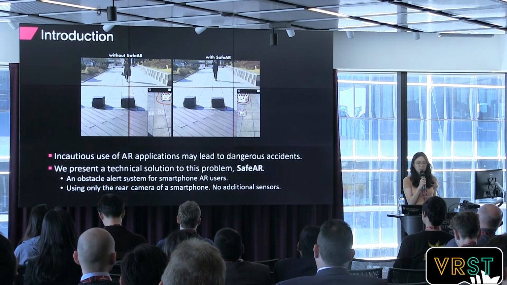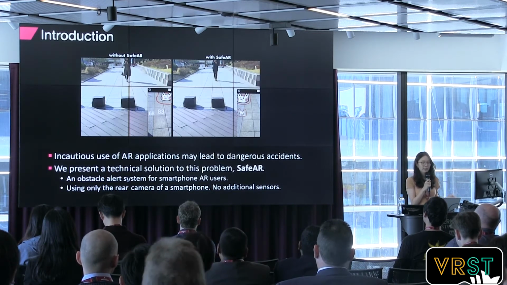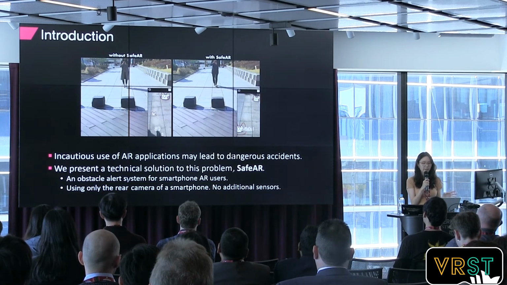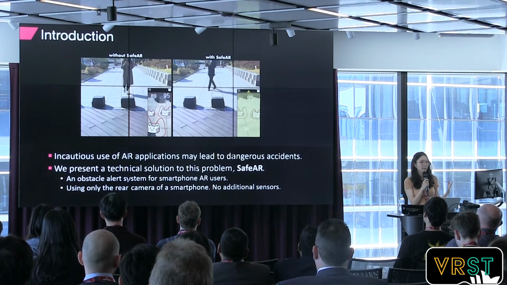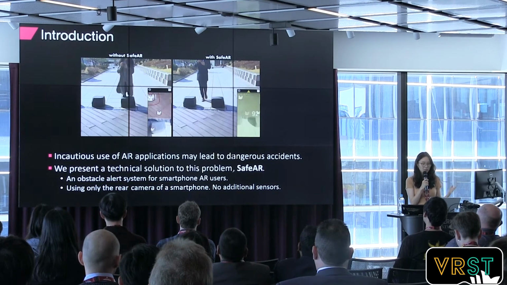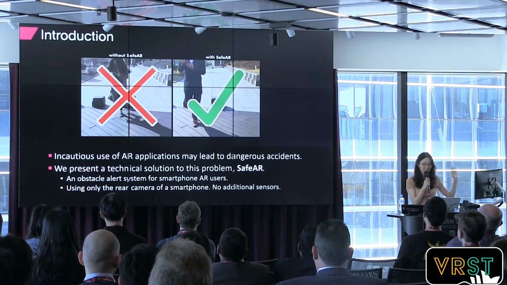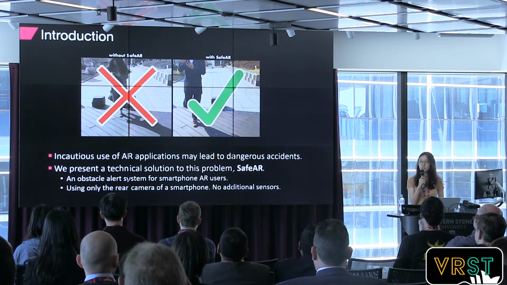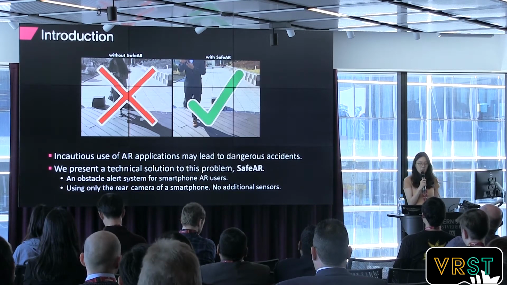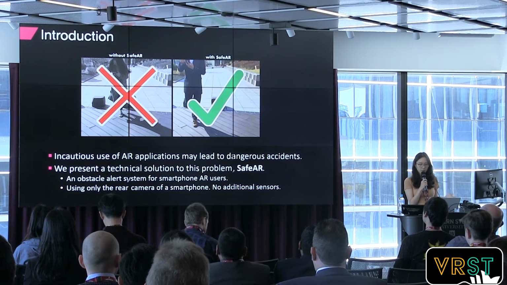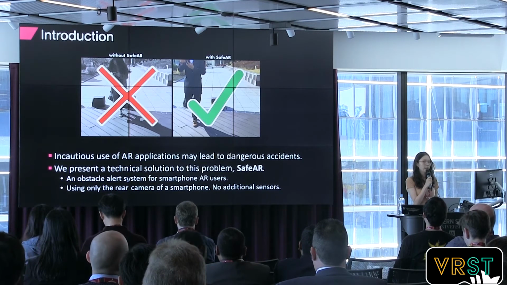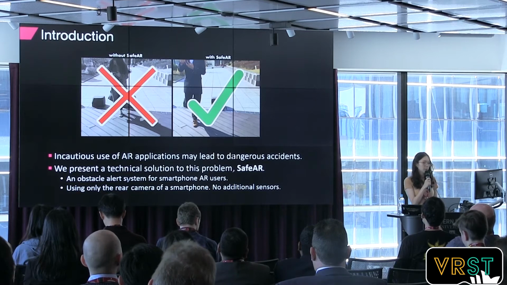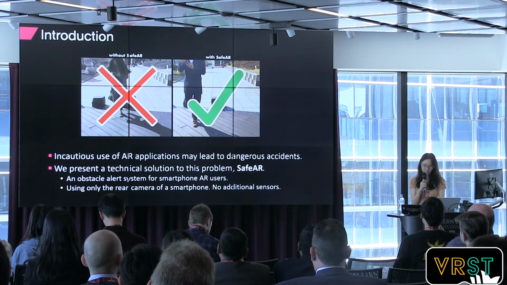With the recent prevalence of AR, you might encounter situations where you are so extremely concentrated in an AR game that you are not really aware of an obstacle ahead of you, resulting in hazardous accidents. So to prevent such situations, we propose a technical solution called Safe AR, which is an obstacle alert system for pedestrians using AR applications. And this system only uses the rear camera of a smartphone without any additional sensors.